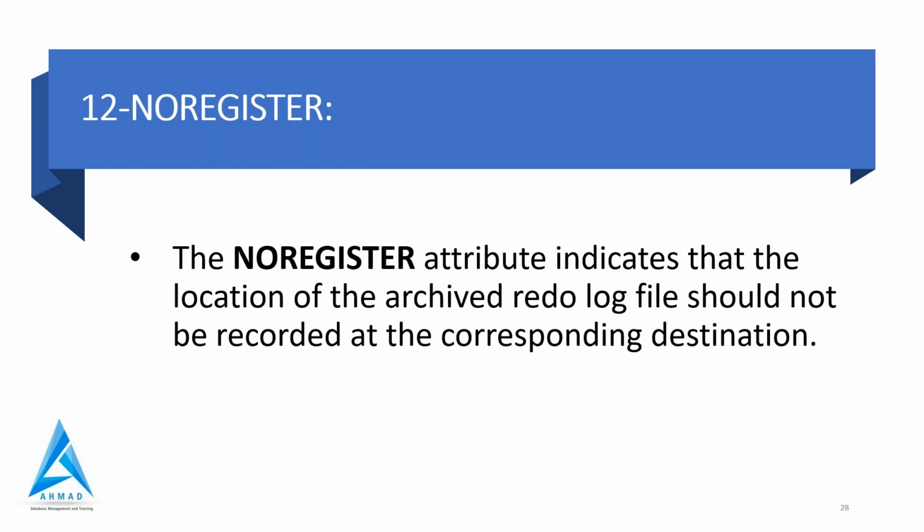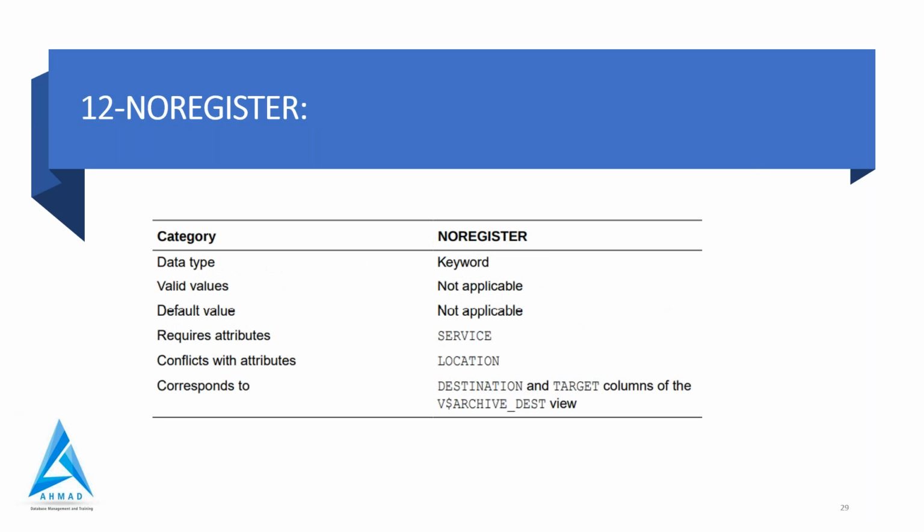And the 12th attribute is the NOREGISTER attribute, which indicates that the location of the archived redo log file should not be recorded at the corresponding destination. The NOREGISTER attribute is optional, and it is required if the destination is not part of the Data Guard configuration. By default, it is not applicable. It requires the SERVICE, and there are DESTINATION and TARGET columns in V$ARCHIVE_DEST. You can check that. For example, LOG_ARCHIVE_DEST_5 equals NOREGISTER.